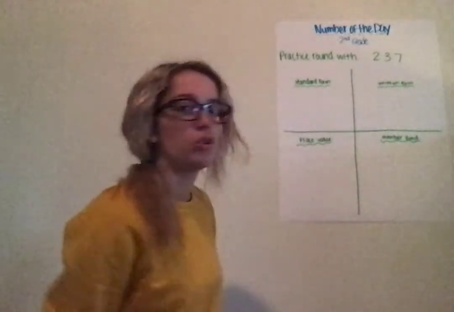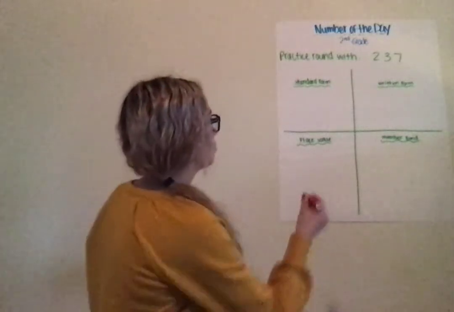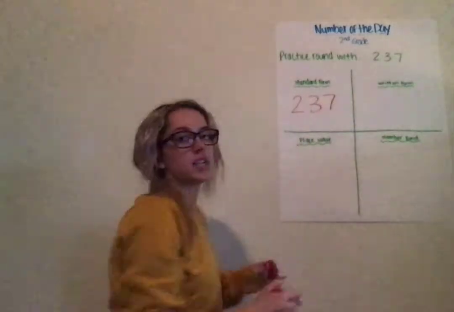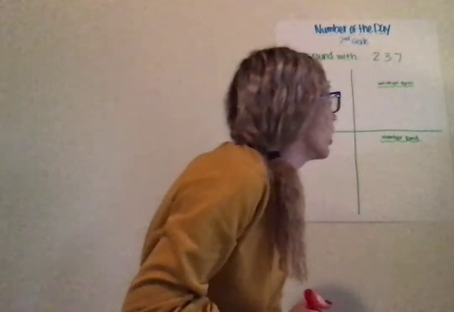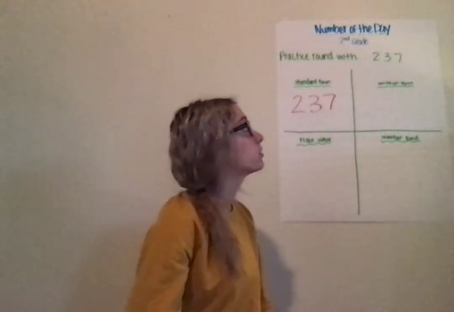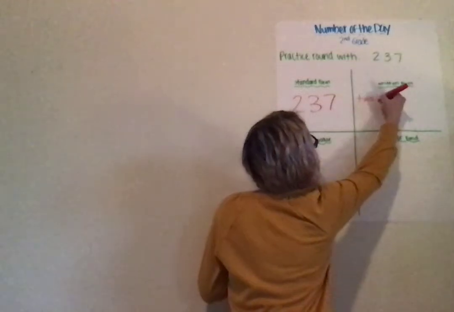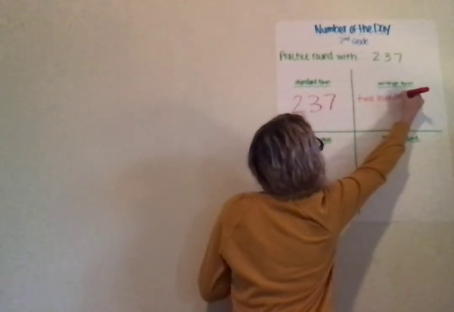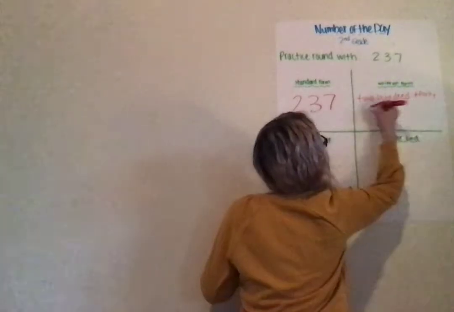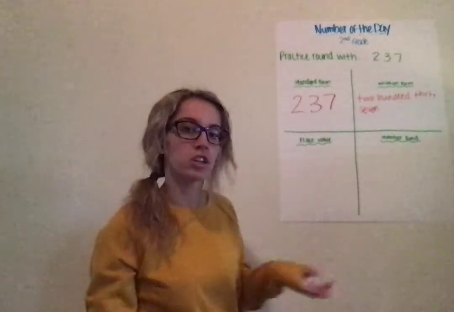So I picked the number 237, and standard form is just the digits. So all I need to do is write down my separate digits to represent this number. Then I know I have written form, which is spelling these numbers. We should all know how to spell our math numbers. And that's my number, 237.